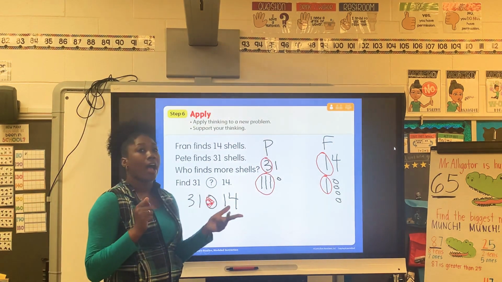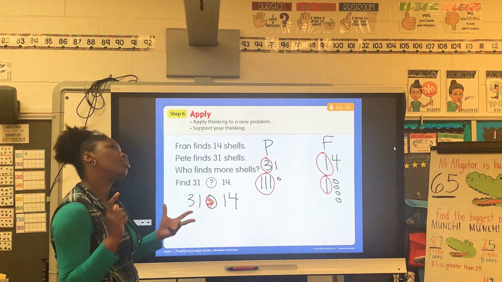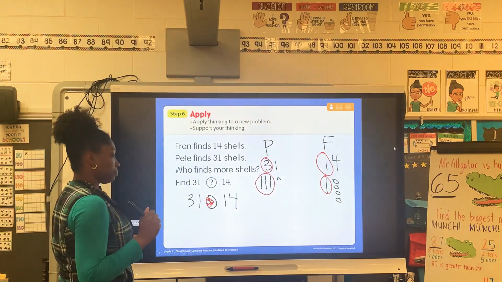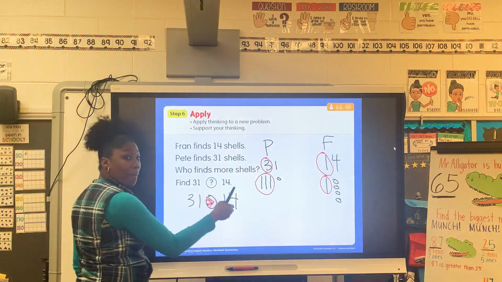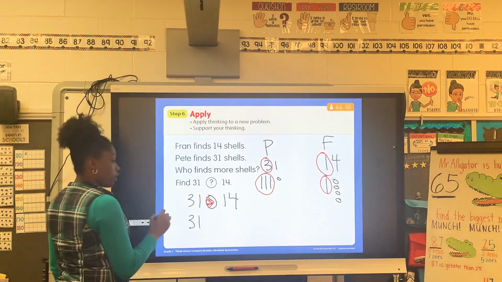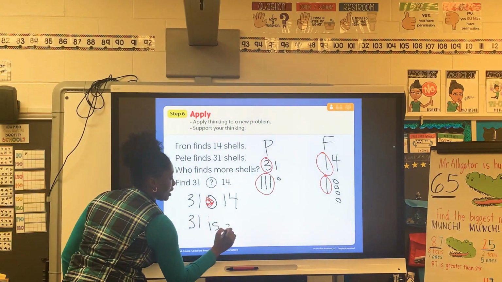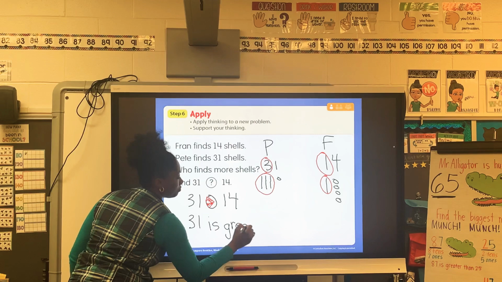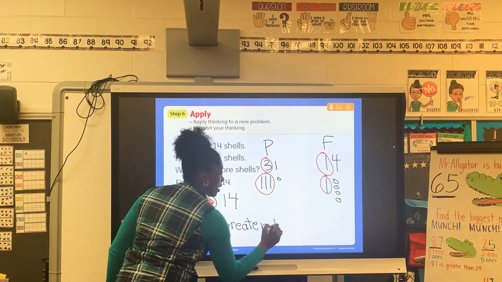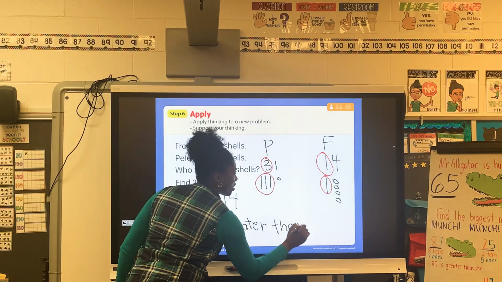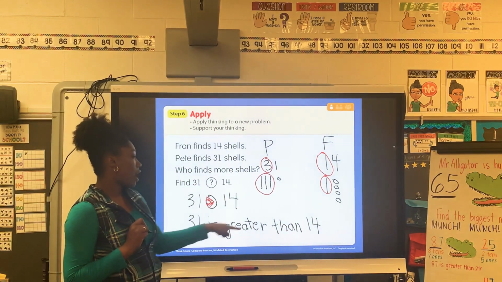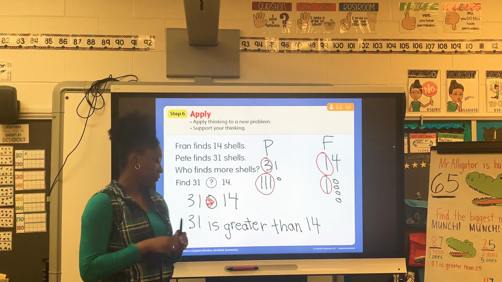Anytime that sign is facing that way, it's called greater than. Now, I would like for you to help me figure out how would I write that? Remember, I read it from left to right. So if you said I would start with 31, you are right. 31, I'll write the word is greater, and I'll write the word than 14. So 31 is greater than 14.